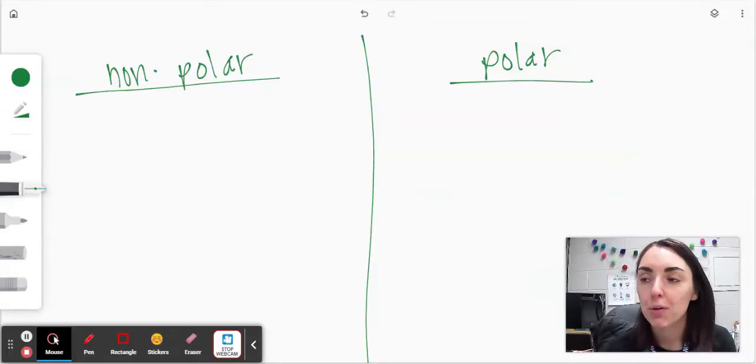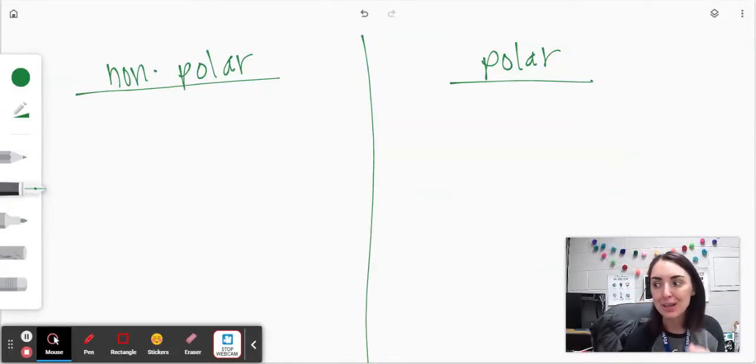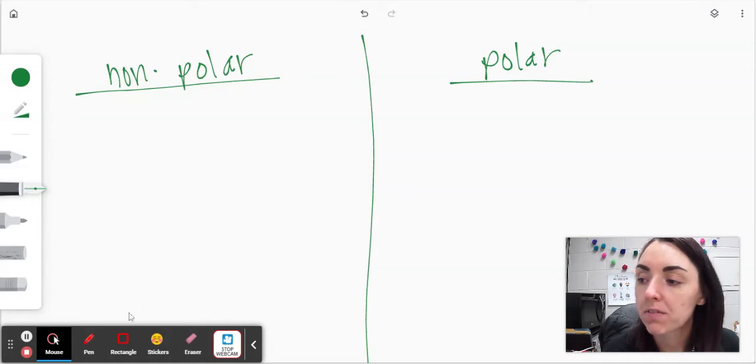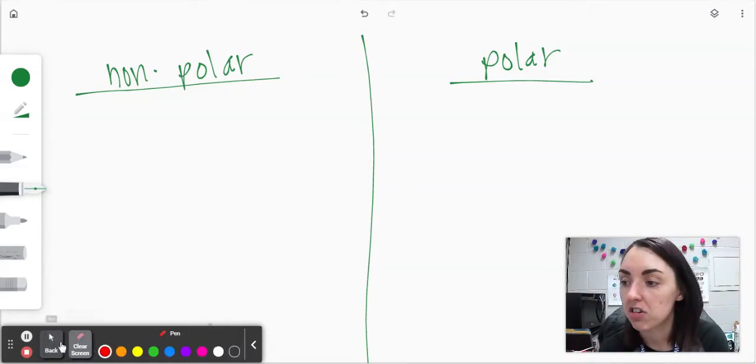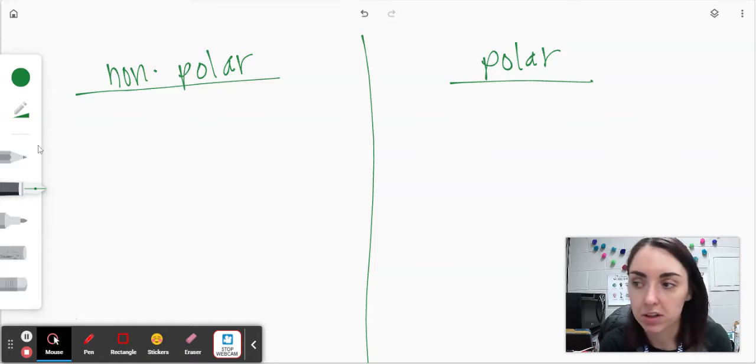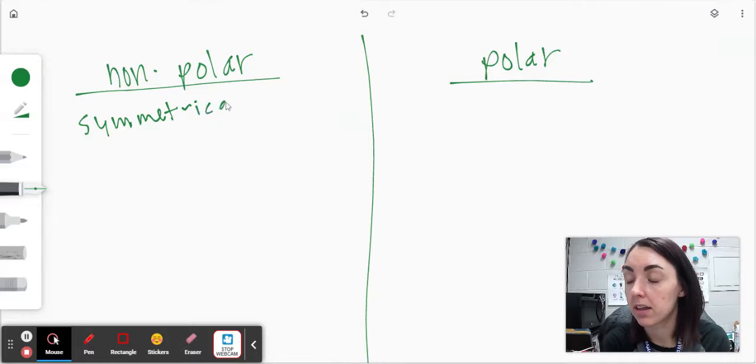Let's talk about polar and non-polar molecules. We have some rules we're going to follow, and they really depend on the electron geometry and the molecule geometry. So we need to be looking at the molecule geometry in order to determine polar and non-polar molecules. When we're looking at something that's non-polar, we're looking for a molecule that is symmetrical. I'll show you a few examples of what we mean by that.